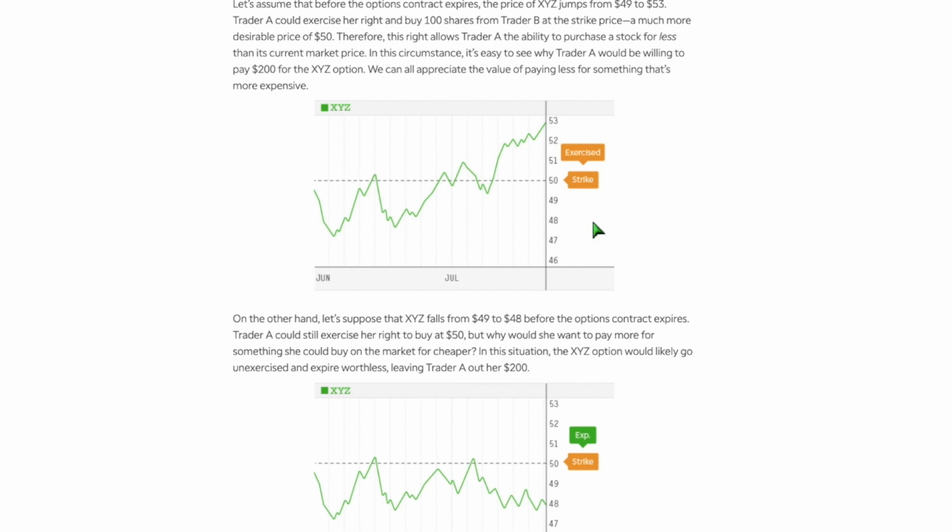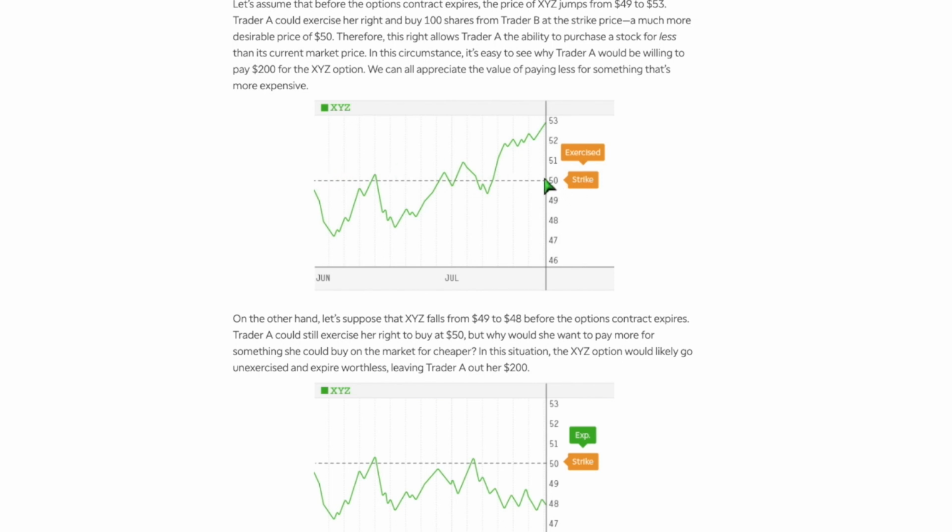Look at this graph. The strike price was at $50. The contract Trader A bought gave her the right to buy it at this price point, even though the market value was at $53. So without this coupon, if she was trying to buy 100 shares of this stock, it would have cost her $5,300. But because she had a suspicion that this stock would continue to go up, she saw value in this coupon and bought it for $200.